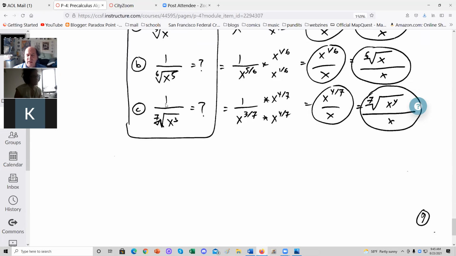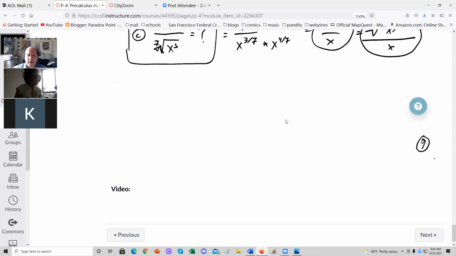Here's 1 over the 7th root of x to the 3rd. So in other words, 1 over x to the 3/7. All right, we'll multiply above and below by x to the 4/7. And why 4/7? Because 3/7 plus 4/7 equals 1, x to the 1. Underneath, x to the 4/7, so this is 7th root of x to the 4th, all that divided by x. Okay.